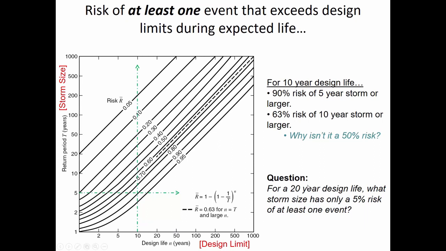So consider this. What about for a 20-year design life? If we go here to the 20 line, what storm size only has a 5% risk of at least one event? If you go up and find the 5%, then you'd have to go all the way up to a 500-year storm before there's a 5% risk or less that that size event or larger is going to occur. What that means is that you have to consider your appetite for risk when you're sizing infrastructure. On average, it might be that a storm comes around once every 10 years, but are you willing to accept that risk and the risk of all the other larger storms on top of it?